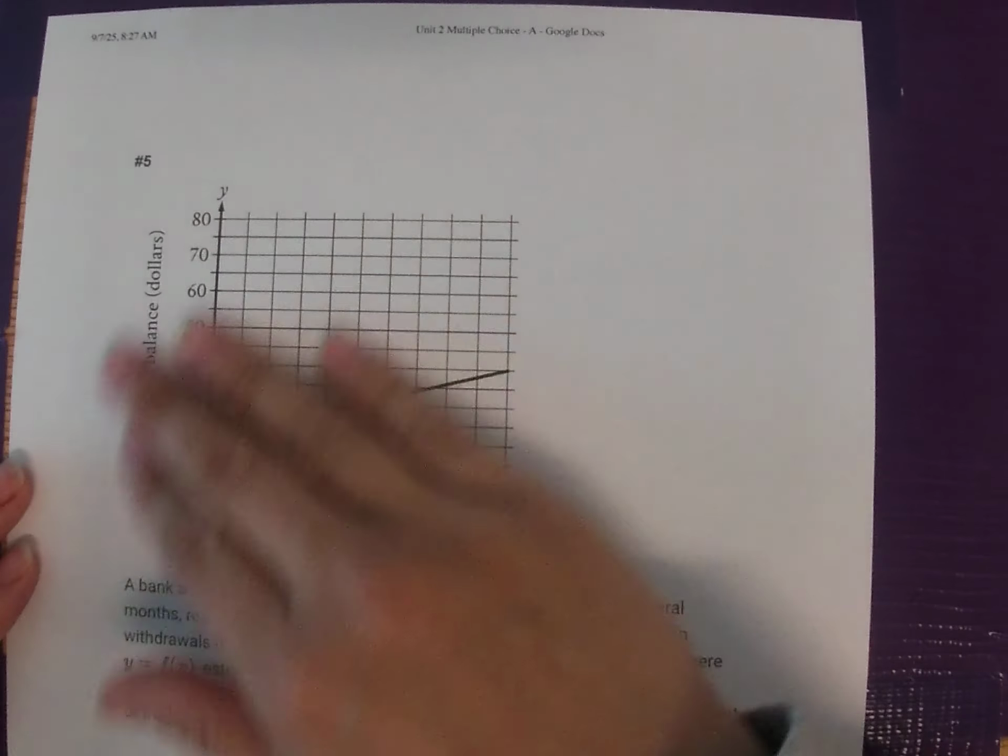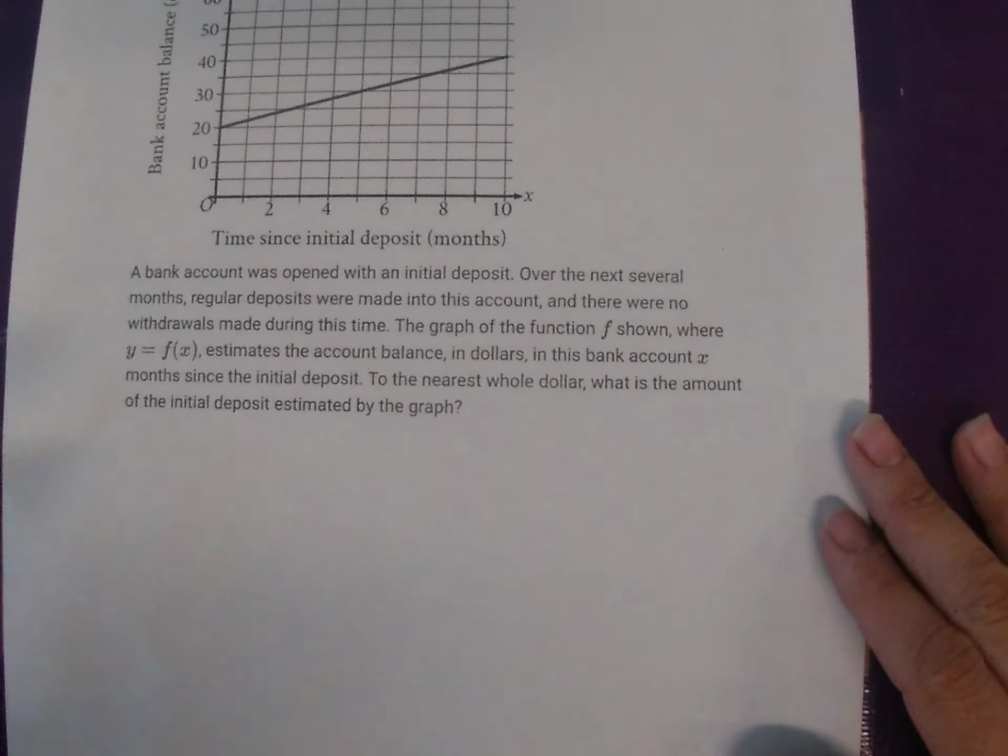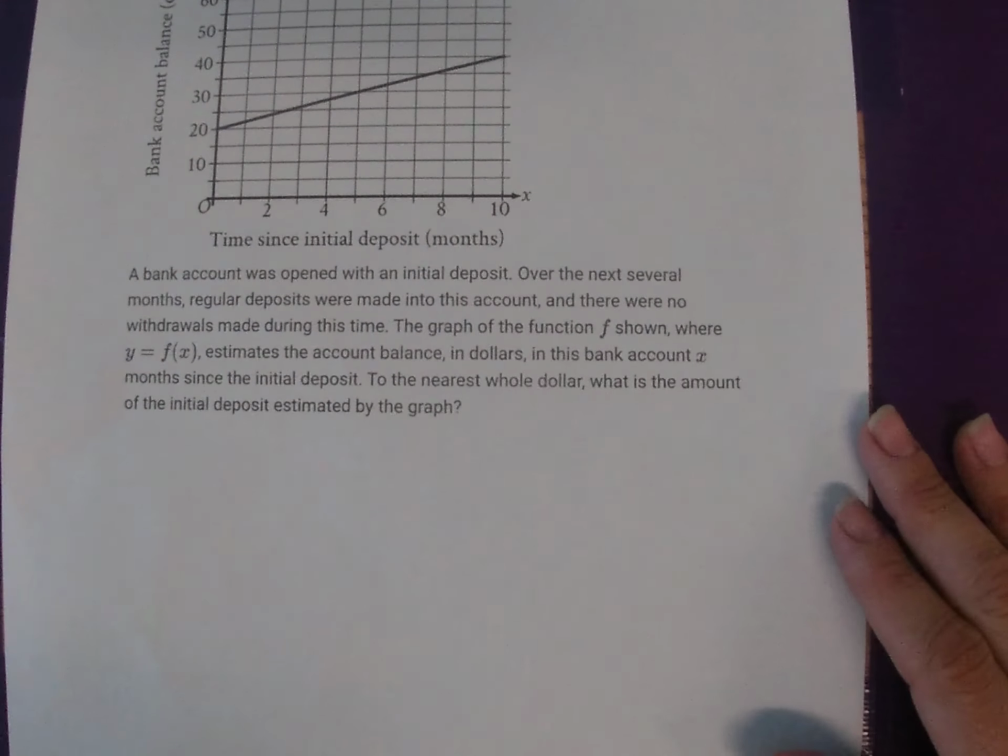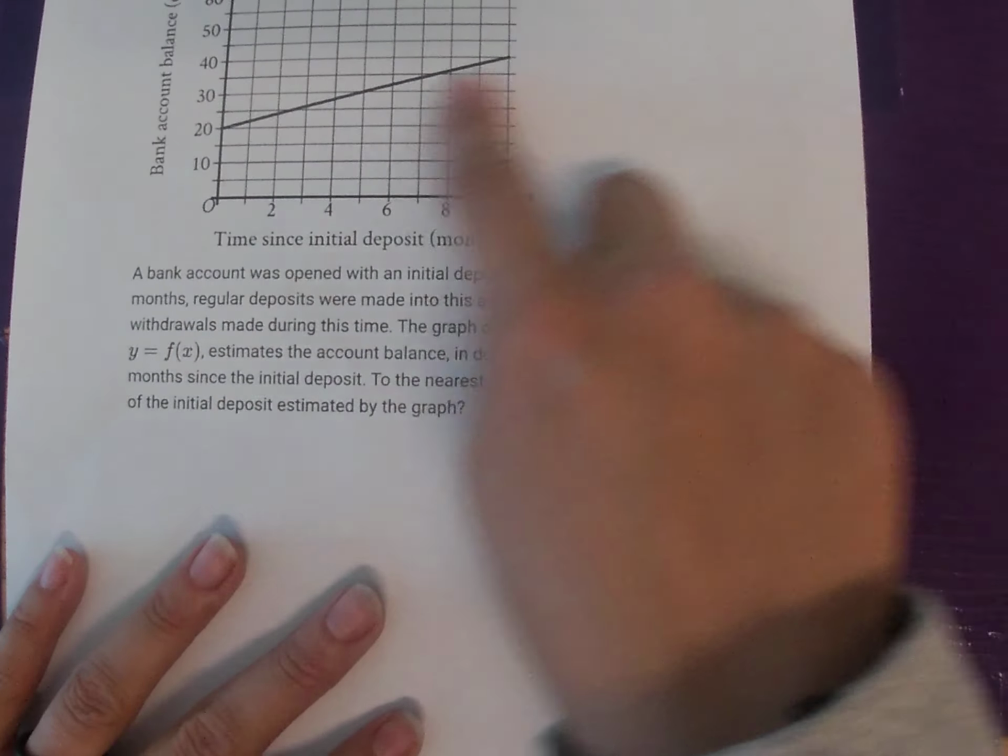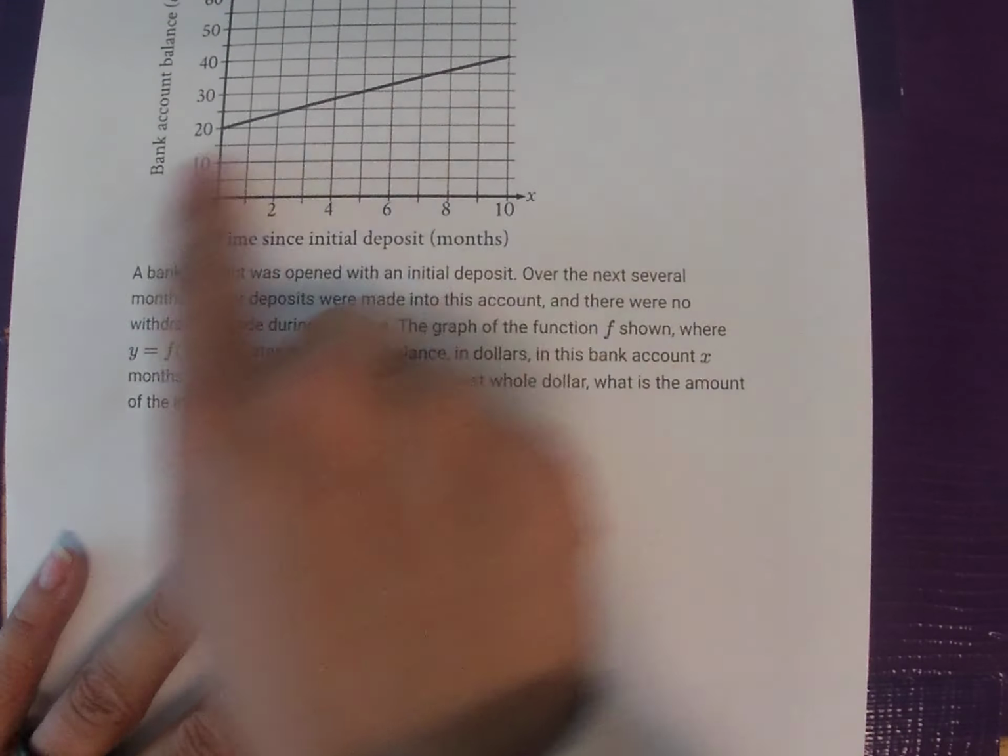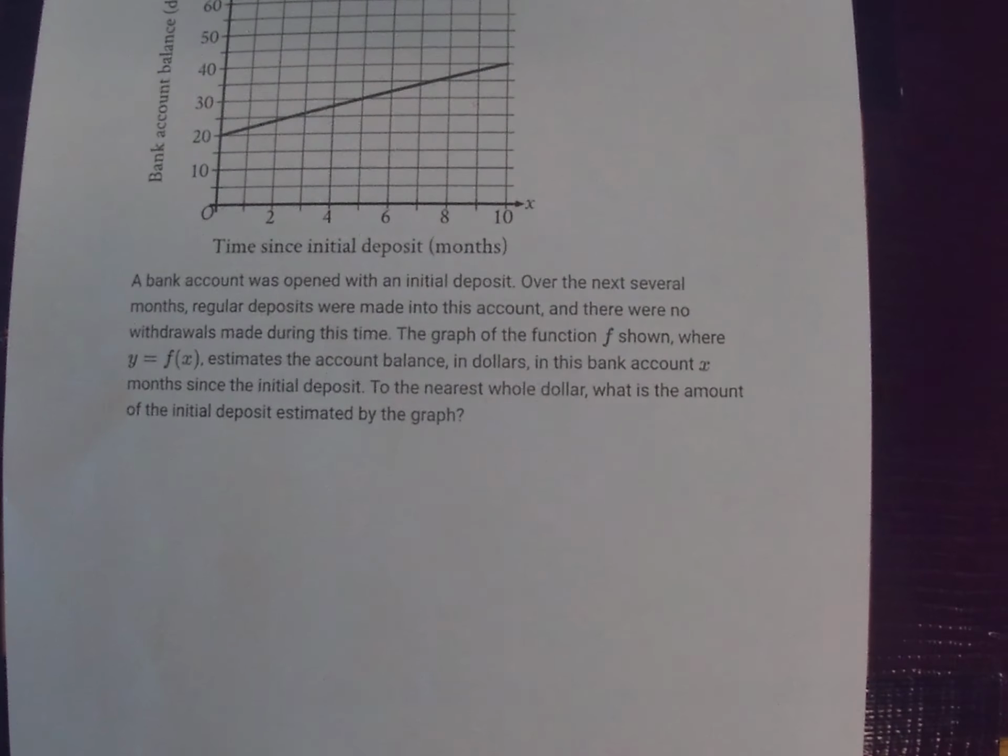Number 5, we're given a graph up here. It tells us that a bank account was opened with an initial deposit. Over the next several months, regular deposits were made into this account. There were no withdrawals made during this time. The graph of the function f shown, so this is my graph, where y equals f of x, estimates the account balance in dollars in this bank account x months since the initial deposit. To the nearest whole dollar, what is the amount of the initial deposit estimated by the graph?